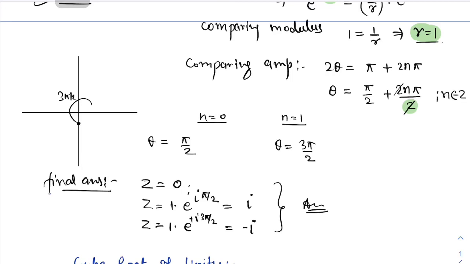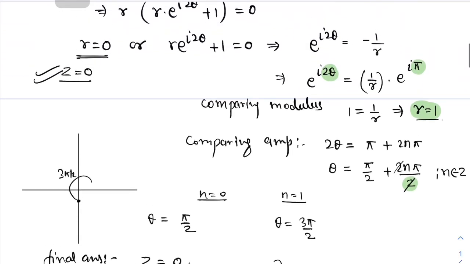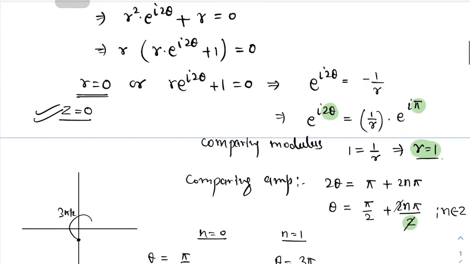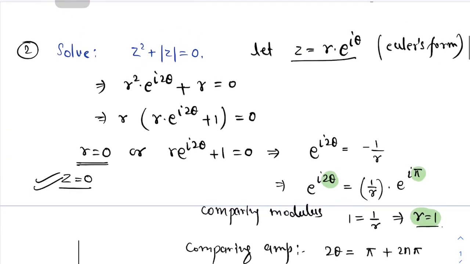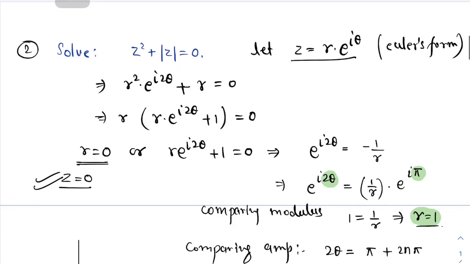Okay, so in this method you observe one very useful technique to solve a complex equation, and that is by Euler's form. We put z equal to r into e to the power iota theta, and then by comparing the modulus and its amplitude we get the solution.